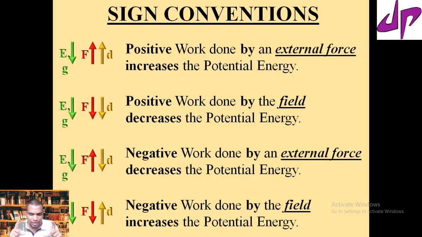So in a simple point, if you remember, if the external force is doing the work against the field, then that work is positive. Now if the conservative force is doing work, you can take that work as negative work, or the potential energy decreases. These are the sign conventions we need to follow, especially when dealing with work and potential energy conversion.